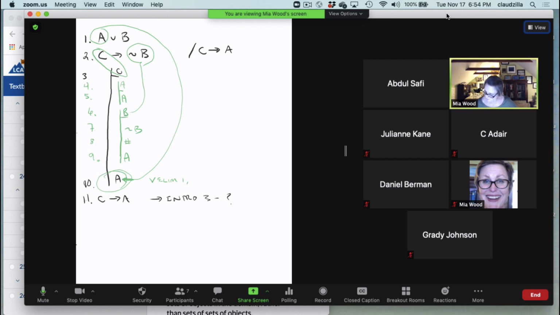So let's work through these. At line 3, I'll just do them all in black so I don't waste time going back and forth. Line 3 is an assumption. Line 4 is an assumption. Line 5 is a reiteration of line 4. Line 6 is an assumption. Line 7, you're exactly right, conditional elim from 2 and 3. Line 8, contradiction elim from 7.